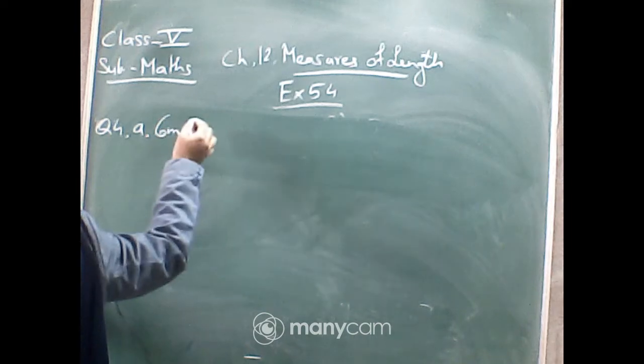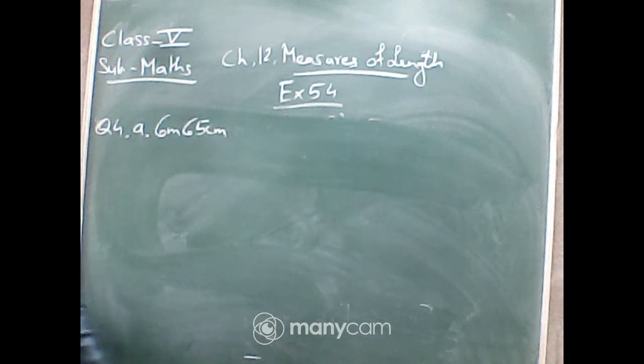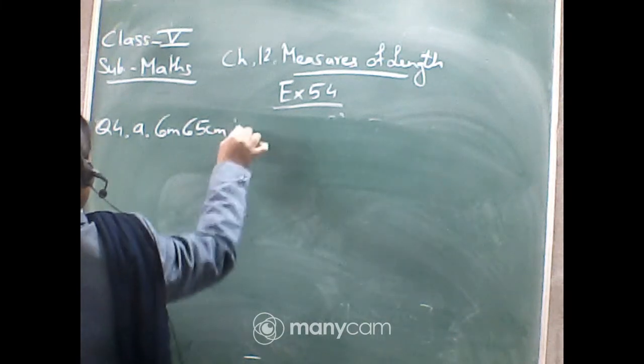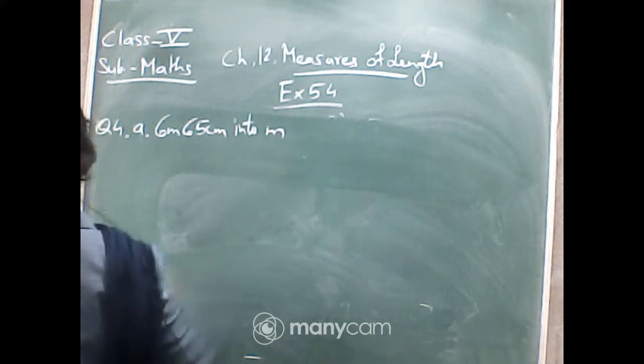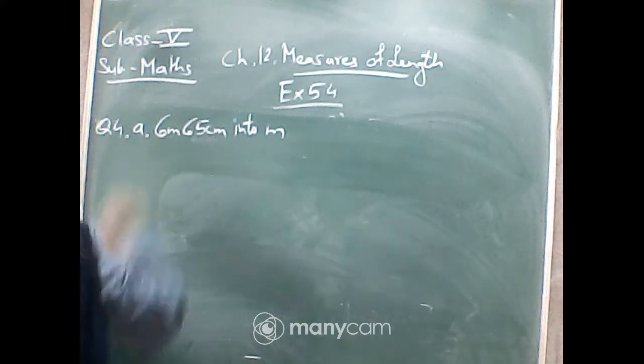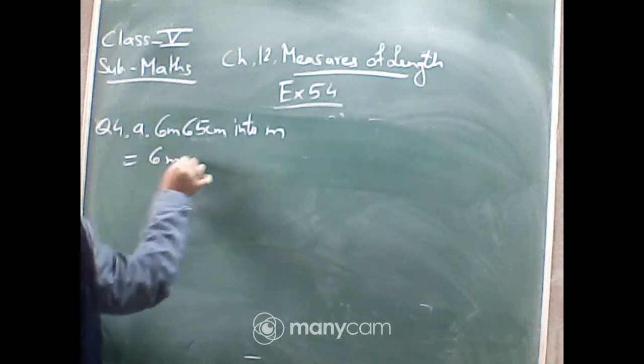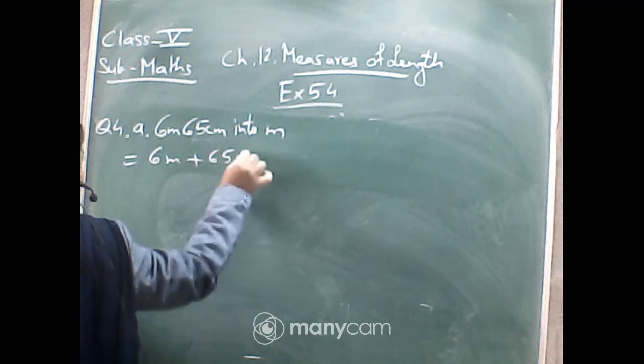6 meter 65 centimeter, and you have to change into meter. That means this centimeter is to be changed in meter, and this will be as it is. So when you break it, this will be 6 meter plus 65 centimeter.